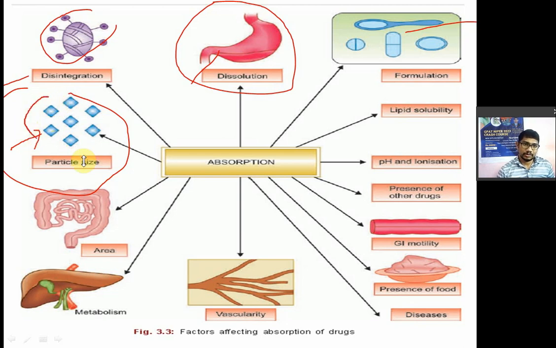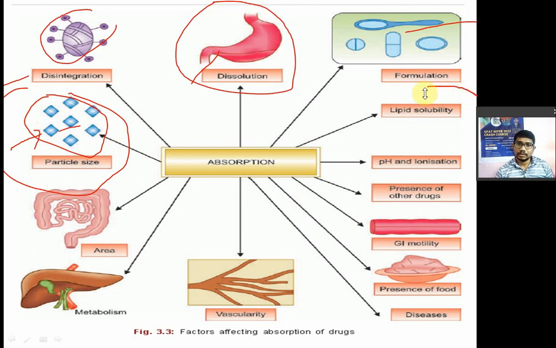pH and ionization. We have seen all the details about this. Only the unionized form of the drug, which is lipid soluble, is absorbed. For excretion you need a water soluble drug, that is ionized. Okay, now the presence of other drugs.